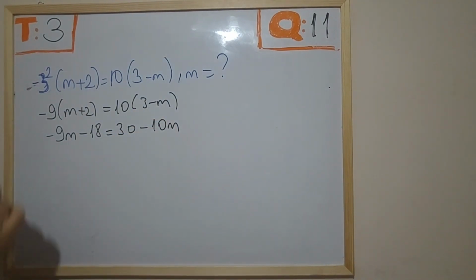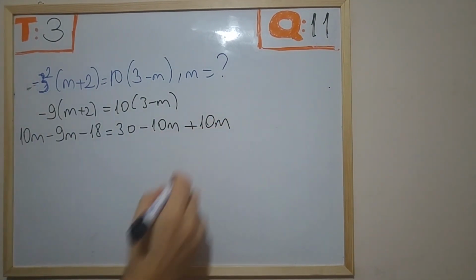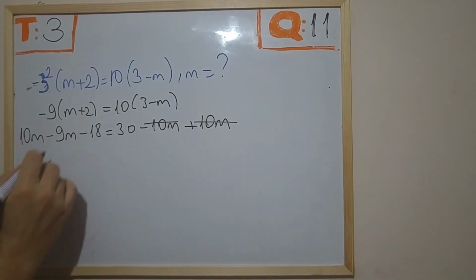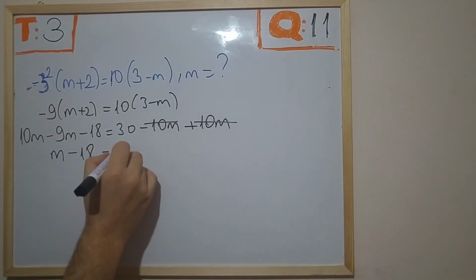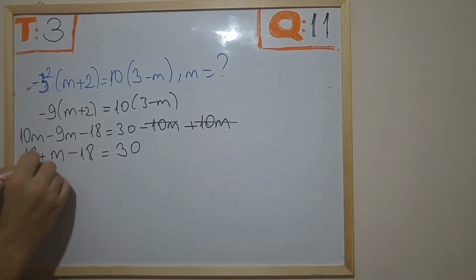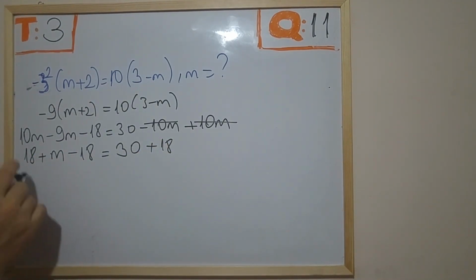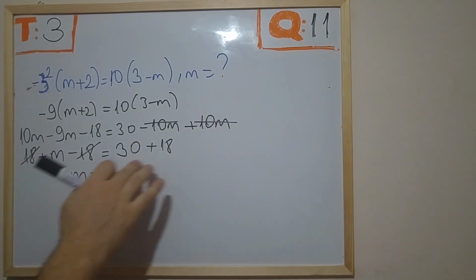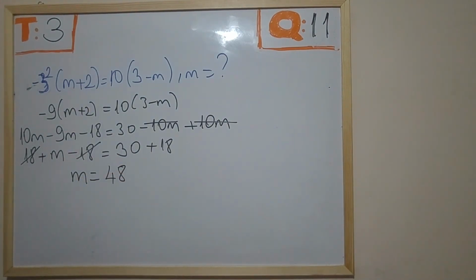Let's add 10m at this point to both sides so that we get rid of this 10m here. Then we will end up with 10 minus 9, 1m only here, minus 18 will be equal to 30. In this next step, let's add 18 to both sides to get rid of 18, which is together with m. So we will end up with m here only alone, which is equal to 30 plus 18, which is equal to 48.